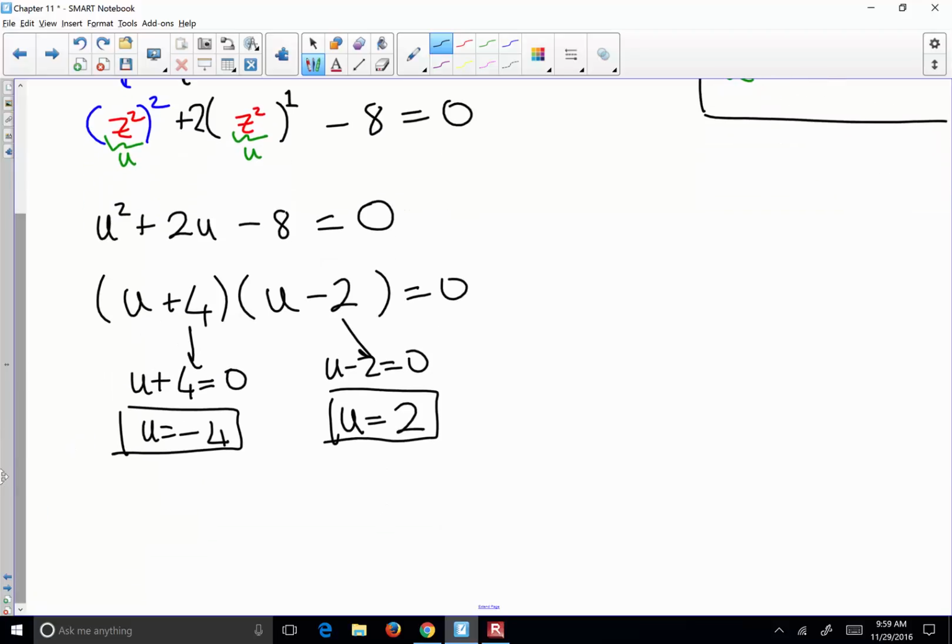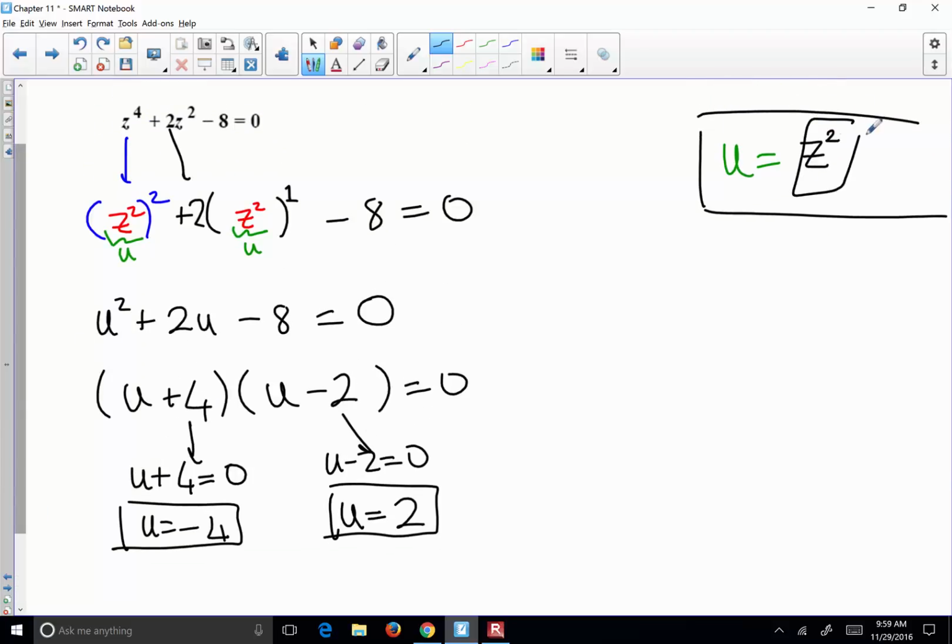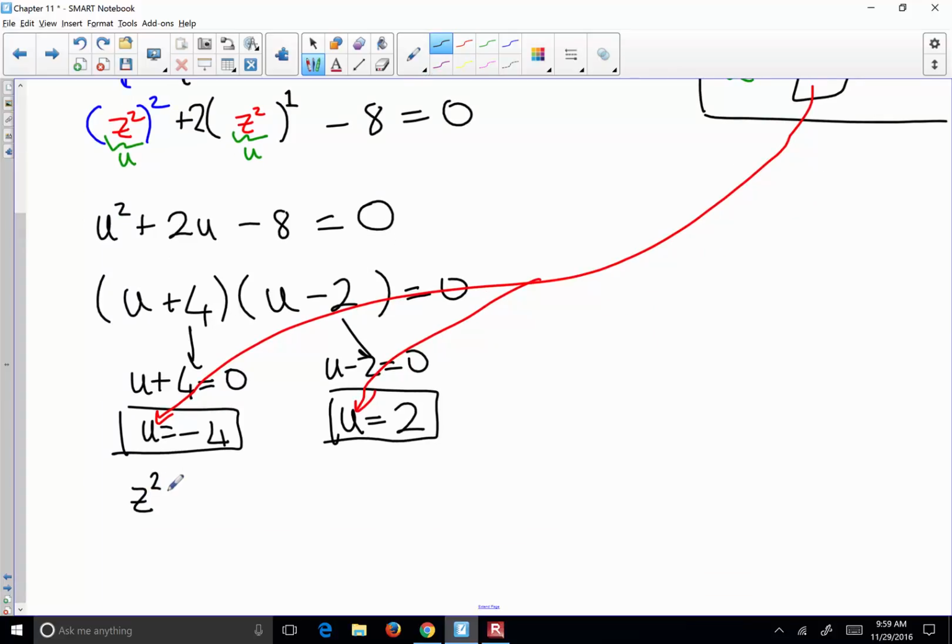Preliminary solutions. They are not real solutions. We need to now recall what u was. u is z squared, and put it back in 2 spots. So z squared is negative 4 and z squared is 2. Now, this time we're doing something backwards. This time you have a square to cancel. How do you cancel a square around a variable? We take the square root of both sides.